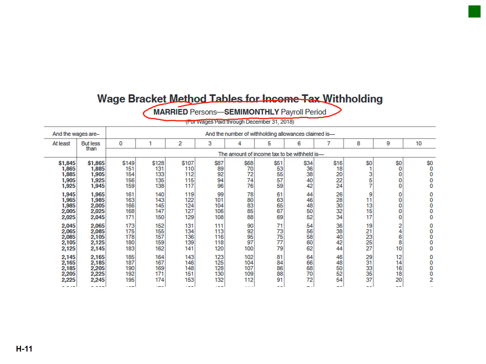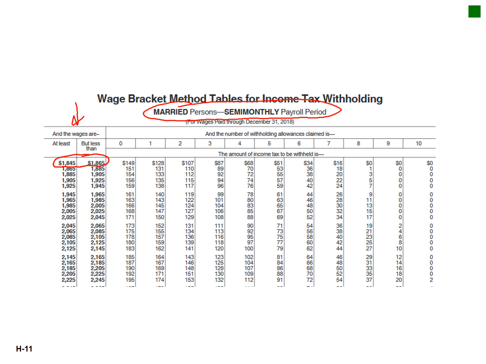All right, over here in this column, you have the employee's gross wages. So let's just assume, for the sake of this example, that the employee has earned $1,850 during this semi-monthly pay period. So that $1,850 is going to fall between this $1,845 and the $1,865.